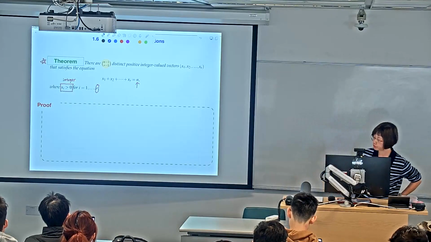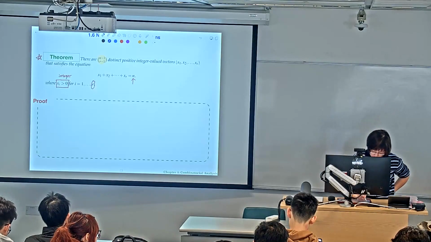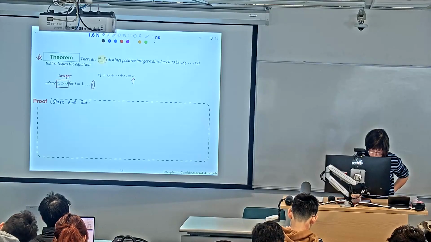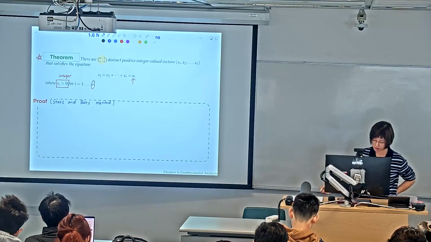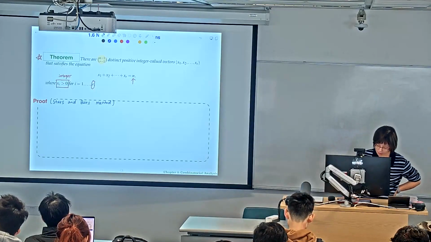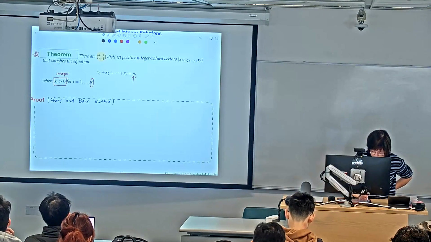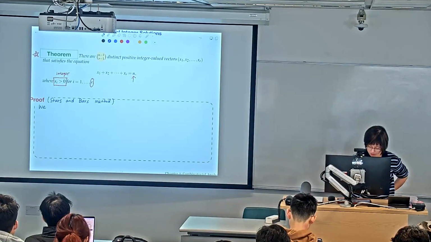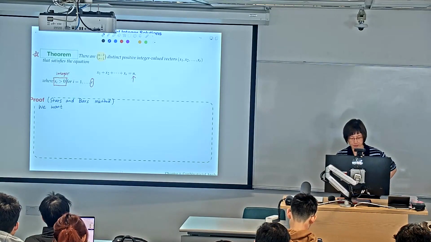Okay, let's provide a proof for this kind of counting problem. I will show it by the so-called stars and bars method. We use stars to represent the problem and use bars to solve it. So we sort of change the problem slightly. We count a different scenario. Actually, the number of integer solutions to this linear equation can be translated into this counting problem.